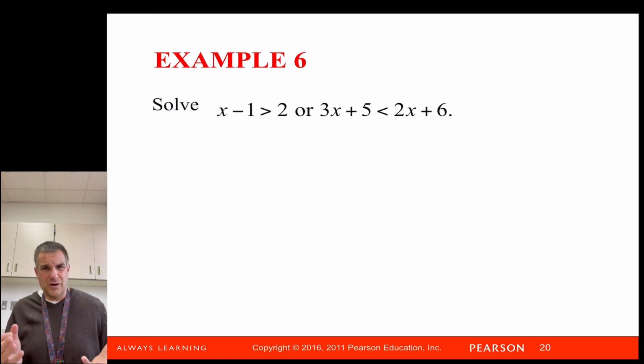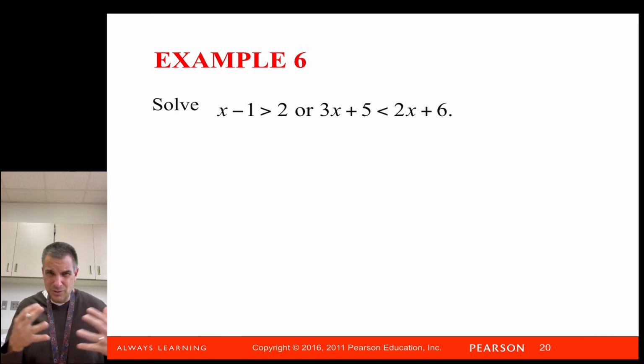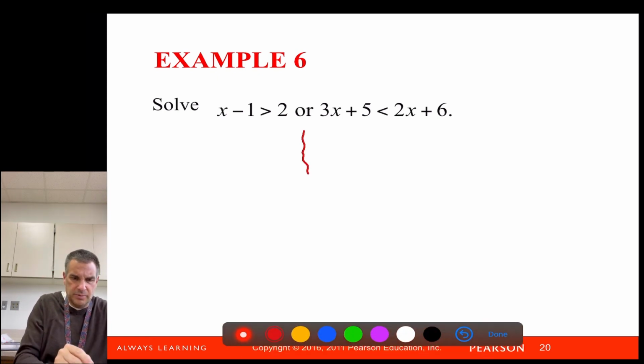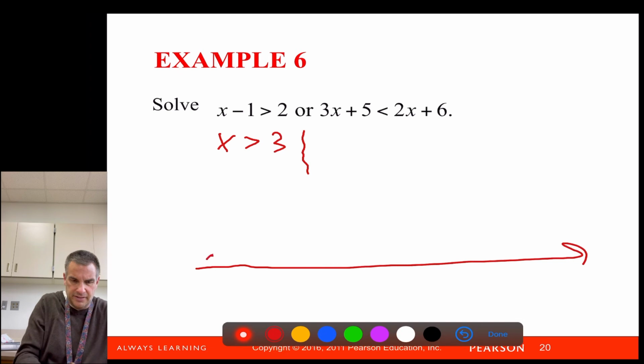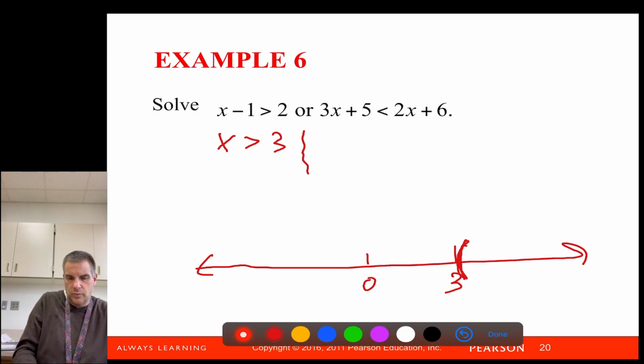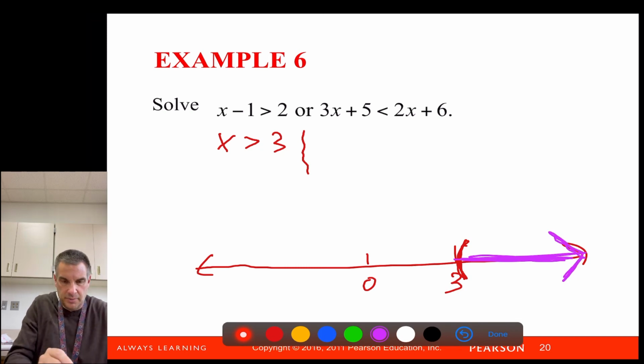We're going to do one, we're going to graph. We're going to do the other, we're going to graph. And then we'll see what happens in the end. So we're going to do these separately. So add 1. So x is greater than 3. I'm going to go ahead on my number line and graph this now. So there's 0, there's 3. It's a parentheses and it says it's greater than 3. So greater than 3 means I shade everything over here, and it goes off in that direction. Now I'm going to solve the second one.